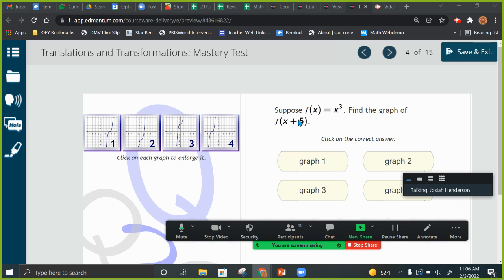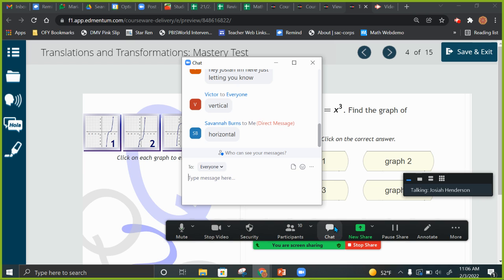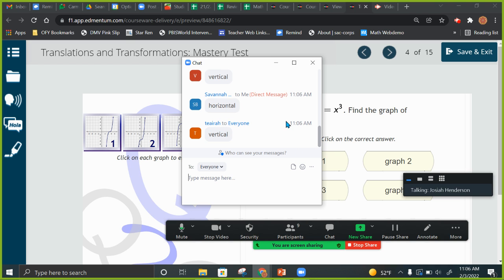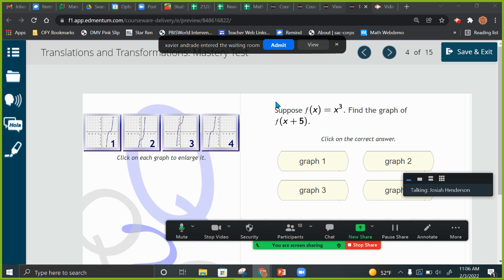Can anyone tell me, inside the parentheses, is that horizontal or is that vertical for our translation? Is inside the parentheses horizontal or vertical? Up, down, or left, right? Okay, so Victor and Savannah answered. Thank you both. Check your notes or check your worksheet. It's on the first couple pages of the worksheet, remember?